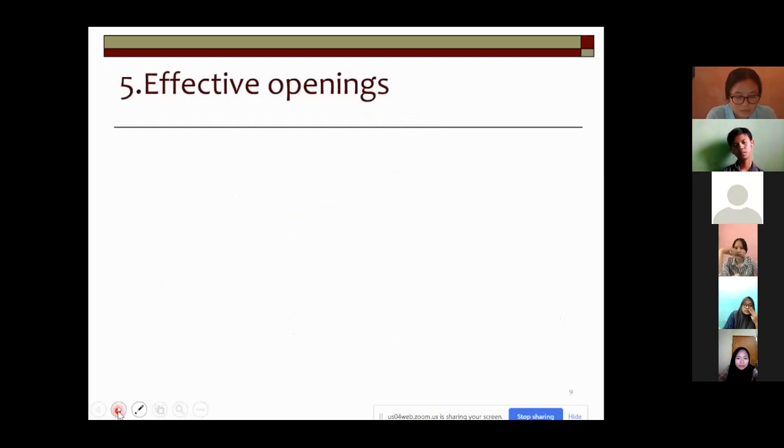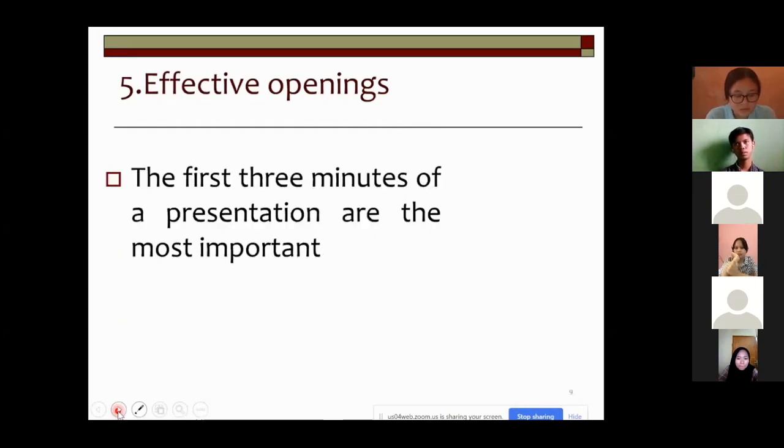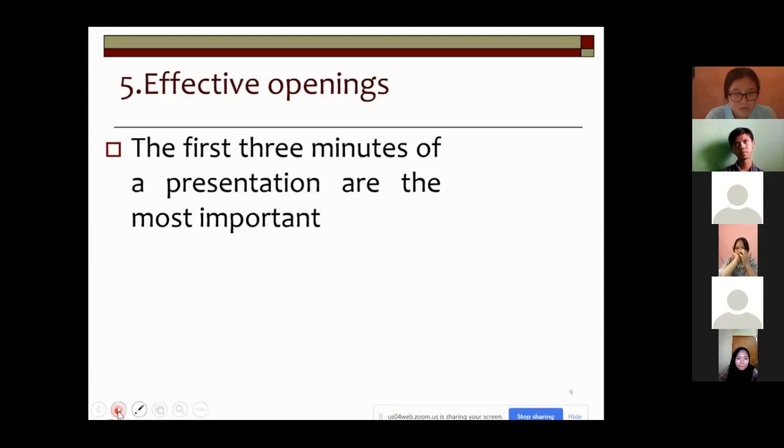Then, what is the effective way to open your presentation? Some presenters do not know how to open the presentation well. As a good presenter, we need to know that the first 3 minutes of the presentation are the most important.